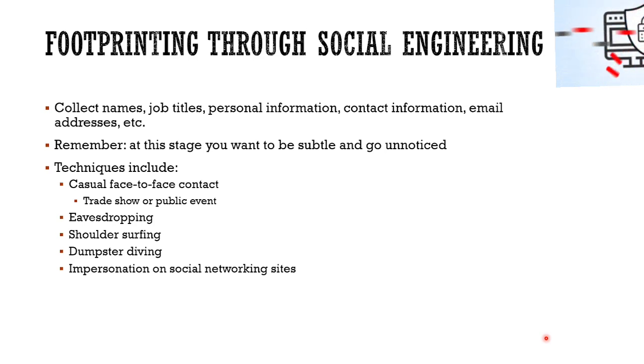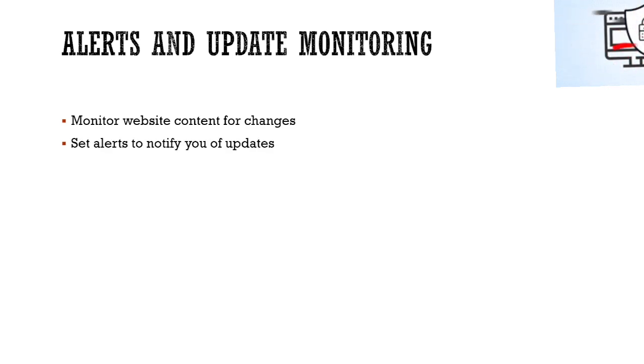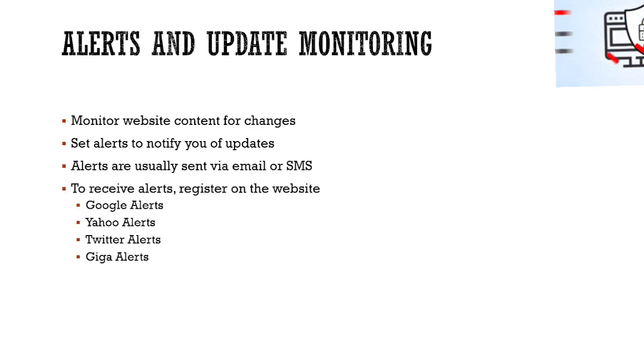We could also sign up for alerts and update monitoring. You can monitor a website for when they change their content. We would set alerts to notify us when that change happens, and we get the alerts via email or SMS. You would have to register with the website to do this, so you get Google alerts, Yahoo alerts, Twitter alerts, and so on. It depends upon the service. Some OSINT tools will offer monitoring and alerts.